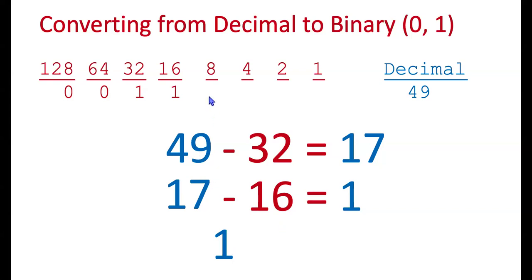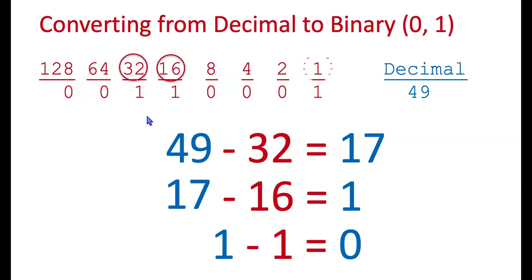Am I going to give you an $8 bill? Nope. $4 bill? Nope. $2 bill? Nope. $1 bill? Yes, there's our one. All right. Put a 1 in the ones column, subtract that. We have a 0. If I add these up, 32 plus 16 plus 1 gives us 49.